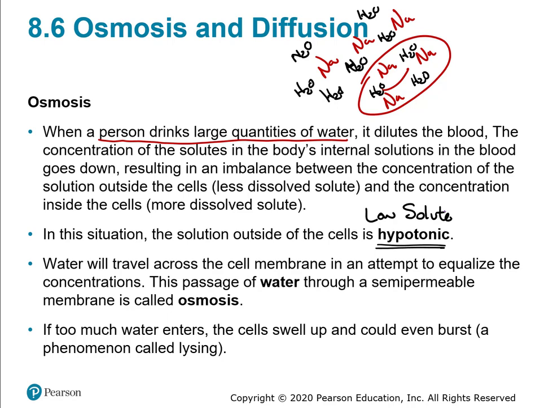So in this, because it's not isotonic, because it's not balanced, water is going to move to try and balance it. And it does this automatically. They call this a passive process. It is a type of passive transport. Passive transport always has 2 criteria. 1, passive transport never requires energy. So there is no energy required. The cell does not have to do anything to get this to occur. It just will happen.